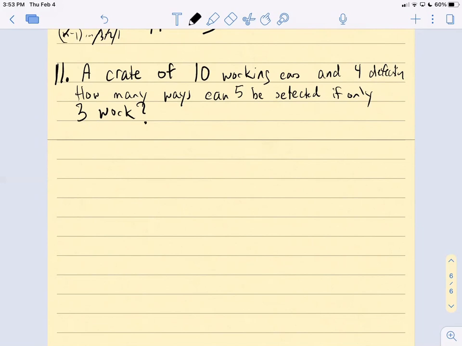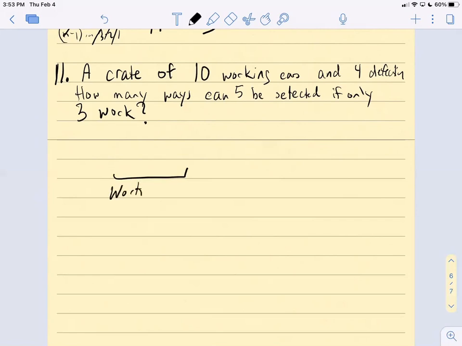Okay, so what do I mean by this? What are the 2 categories? Imagine it's Billy who's picking the cars. What are the 2 categories that Billy has to pick? So there's 10 working cars and 4 defective cars, and he's got to pick 5 cars total. What are the 2 different categories? There's 2 categories. What are they, Andrew? Working and defective. Nice.